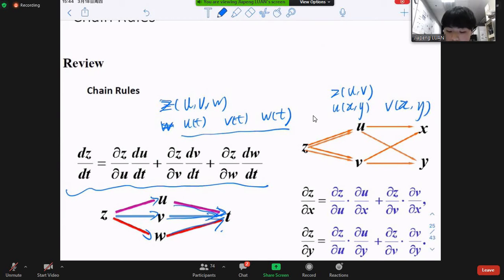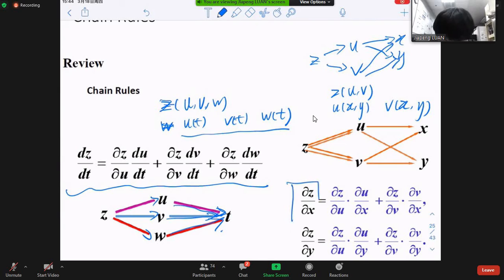So still you can draw a sketch like this. You have J to U and to V, and also U to X and Y, and also V to X and Y. So if you want to calculate this dz by dx, you just need to go from J to X.